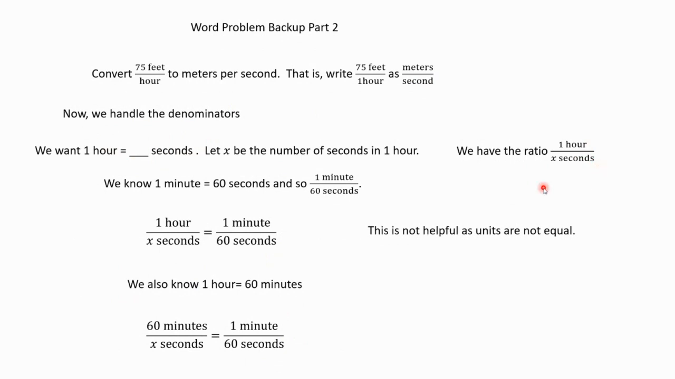Now, what do we know? Well, we know 1 hour is 60 minutes. We know 1 minute is 60 seconds. So we could form this ratio. And then if we try to make a proportion with this, 1 minute is 60 seconds, this is not going to help us, is it? I mean, the denominators, we have seconds. Here we have hour and minute. Well, hour and minute are not the same thing.